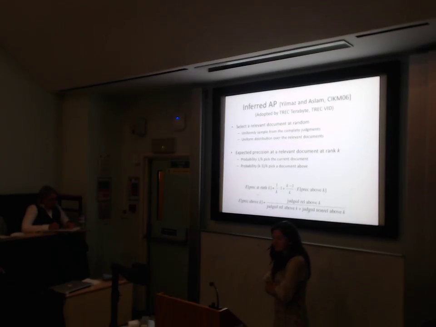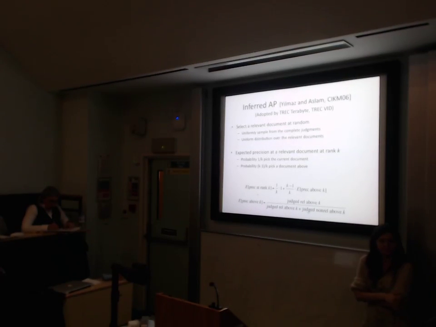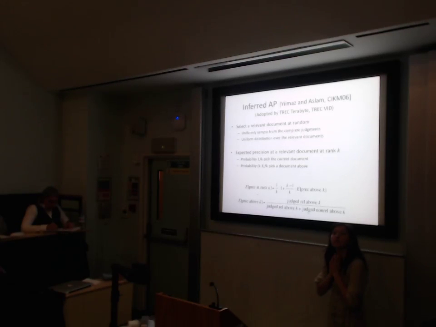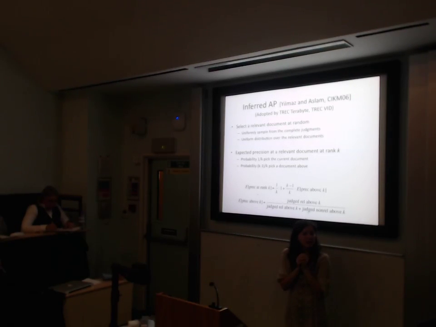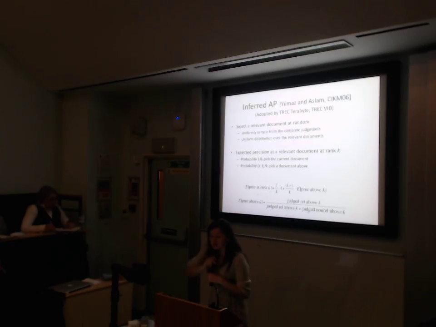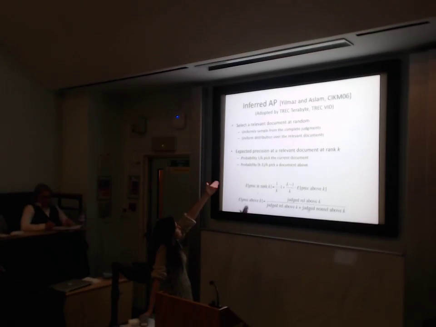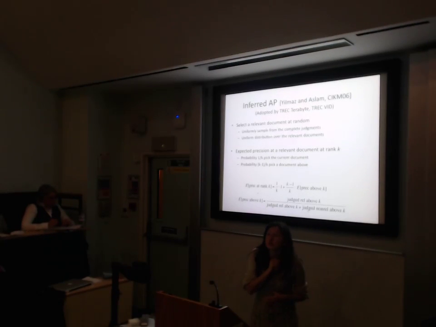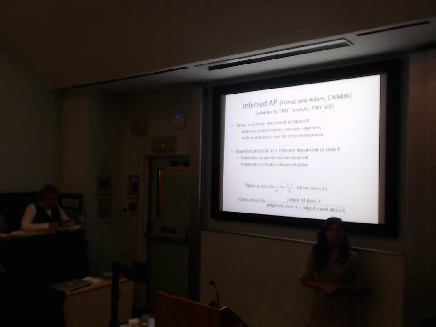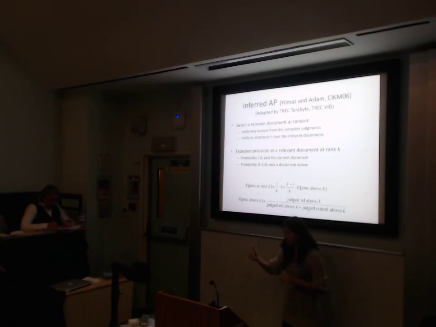So the first step of our random experiment was to select a relevant document at random. I don't now have access to all the relevant documents in the collection because I only have a random sample of them judged. Given that these judged documents are selected uniformly at random to be judged, the distribution over the judged relevant documents in my collection is uniform. So, since I have a uniform sample, I have a uniform distribution over the relevant documents that are judged. So I could just pick any one of the relevant documents that are judged in my small labeled collection. Is this clear? So that's the first step of my random experiment.